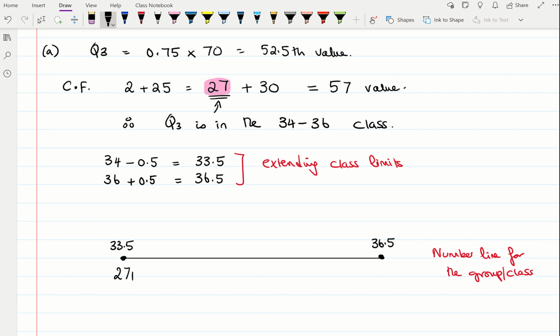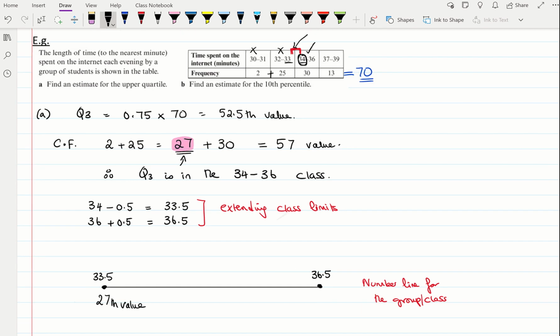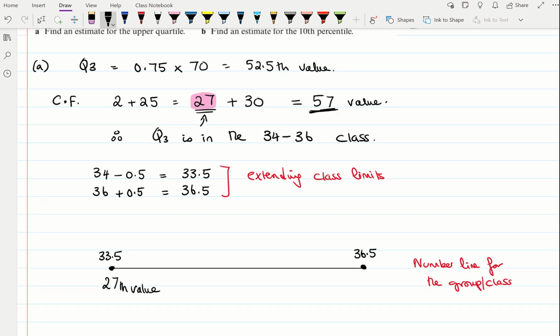So the 27th value is here because remember there is an overlap. 33.5, it's not quite 34. That's why we start with the upper limit. 2 plus 25 is 27, so the 27th value. And we know that we end here on the 57th value. And we've already worked out that our upper quartile is around here. We don't know what the value of it is, but we do know it's the 52.5th value.